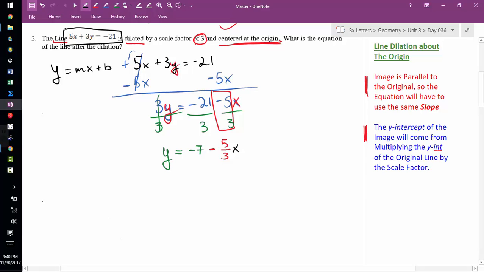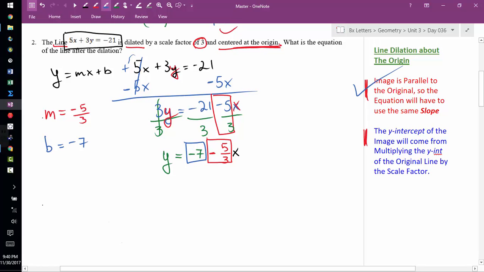And before I forget, I'm going to write down what I just said, that my slope is the thing next to x. It's minus 5/3. And my y-intercept is the constant all by itself. And now I have the slope that I'm going to use in my new equation.